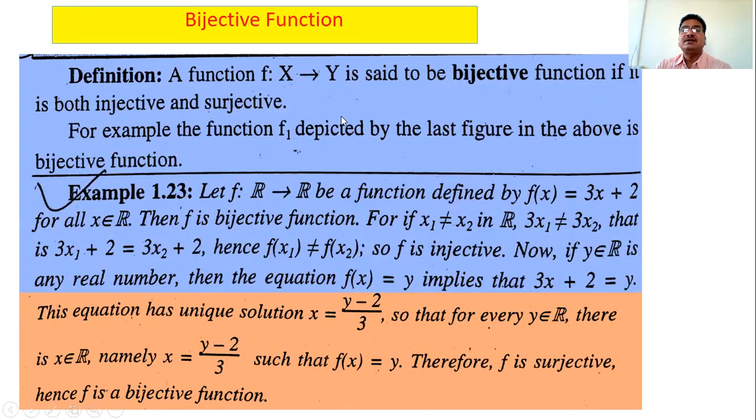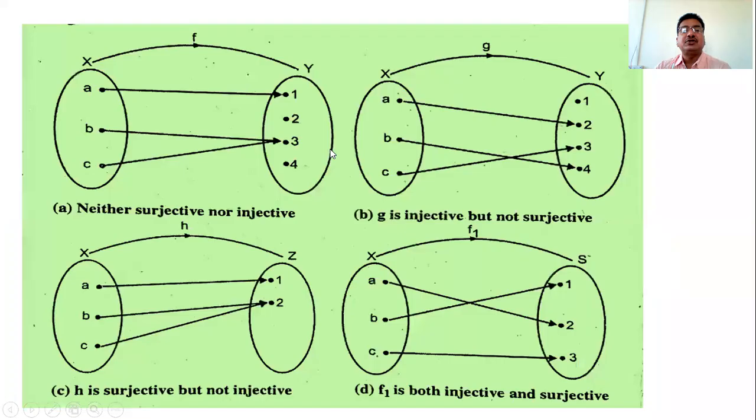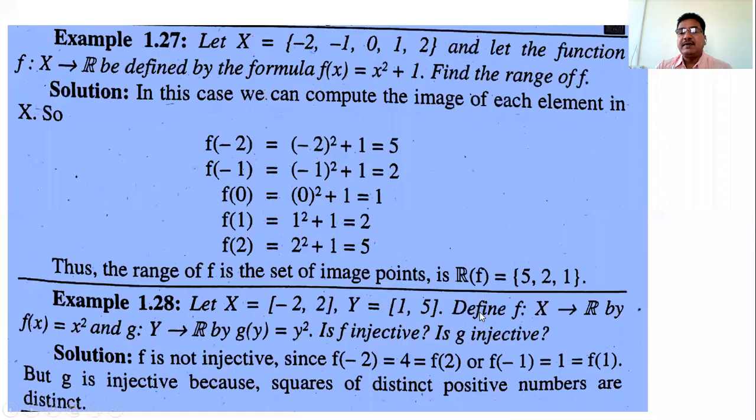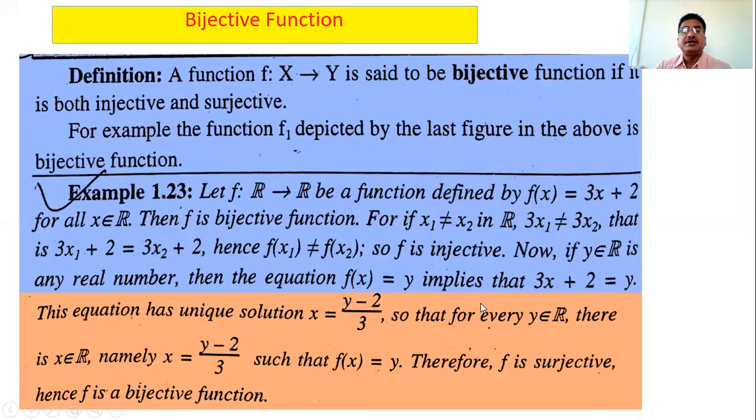Then this is the definition of bijective functions. The function which is both injective and surjective is called bijective. And an example of a bijective function is this function. This function is both injective and surjective, that's why the function is bijective.